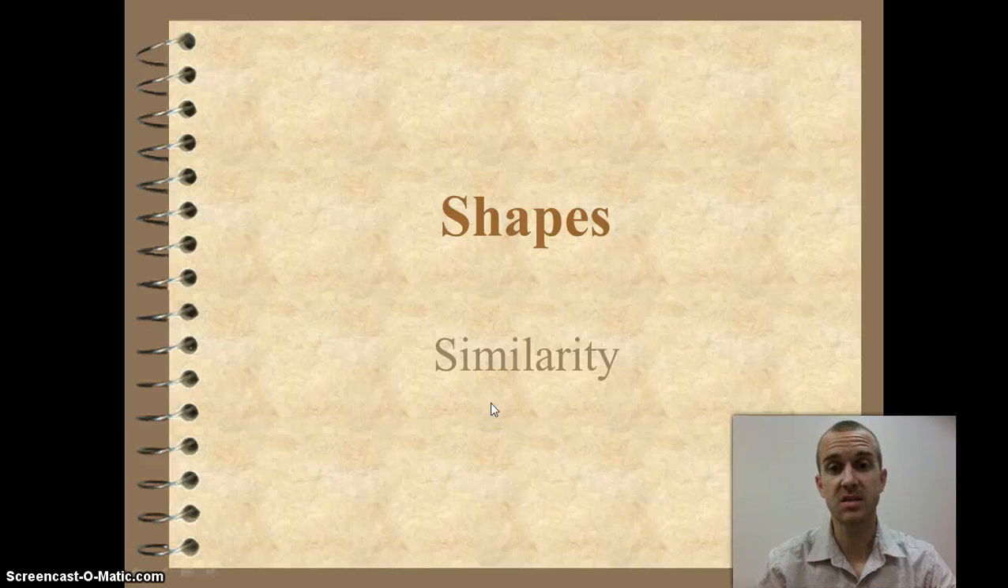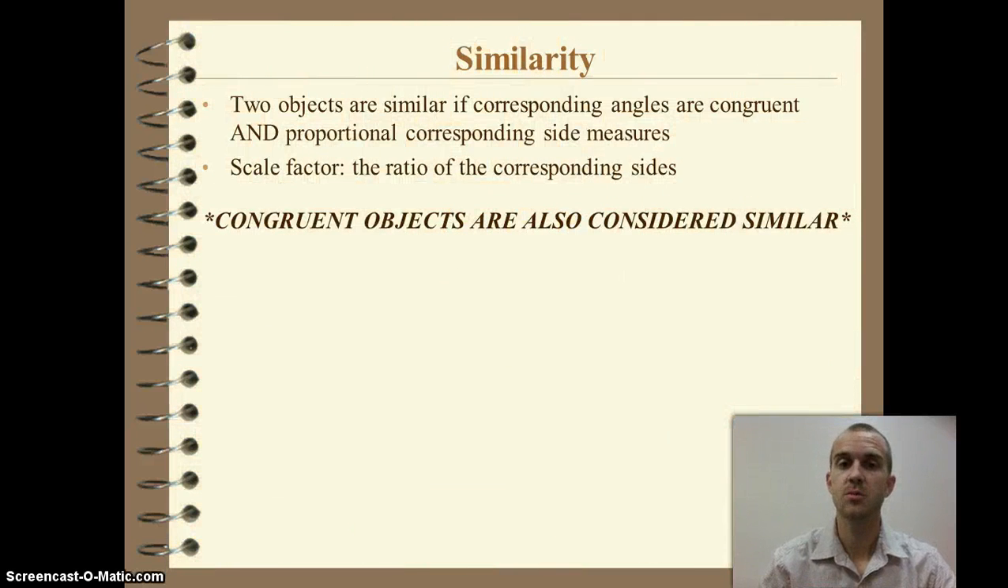In this video, we'll discuss similarity. Similarity of two objects occurs when the corresponding angles are congruent and the corresponding side measures are proportional. Now, what this means is that we're going to create a scale factor for those sides, which is going to be that ratio of the corresponding sides, to show that every side is proportional.